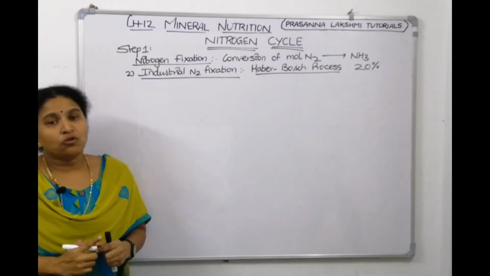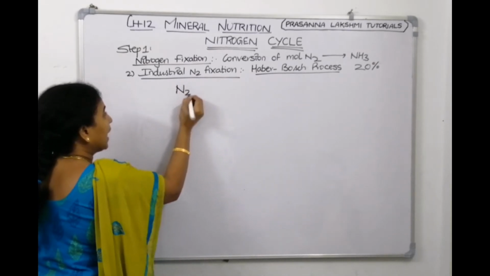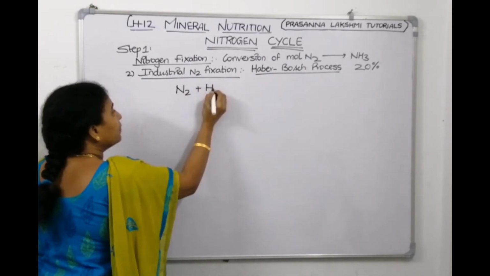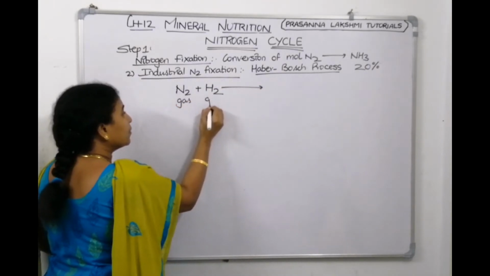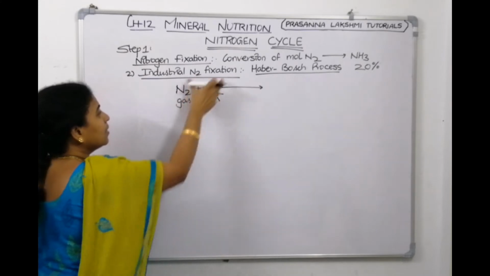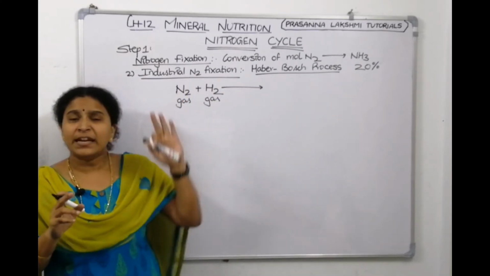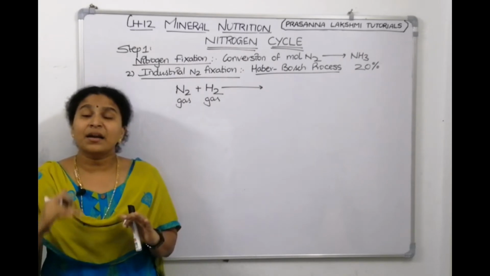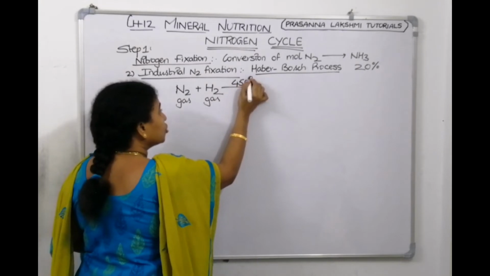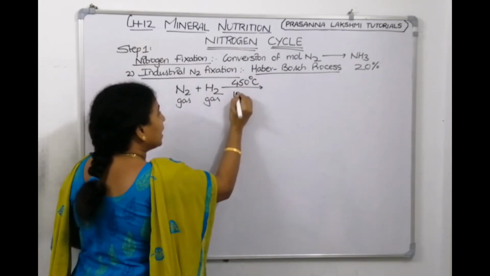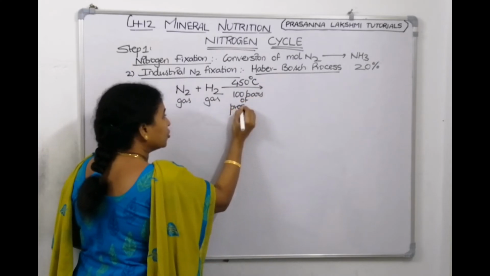Now, what should we do here? We have to take nitrogen inert gas and combine it with hydrogen. So, nitrogen gas and hydrogen gas, nitrogen cylinder, hydrogen cylinder. We will heat it at 450 degrees centigrade at 100 bars of pressure. We will heat it at such a high temperature, 450, and at 100 bars of pressure.